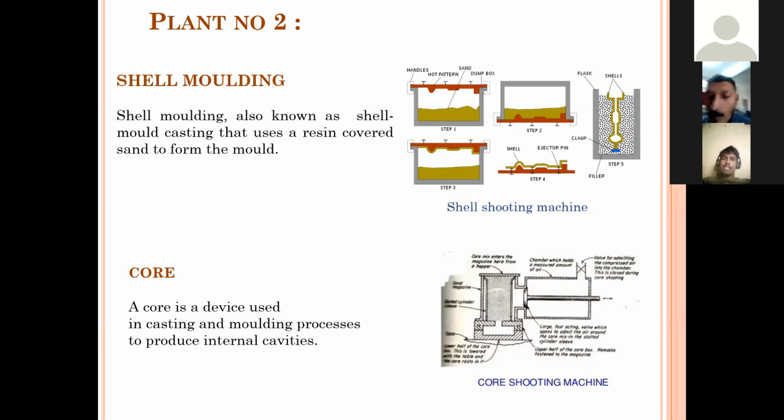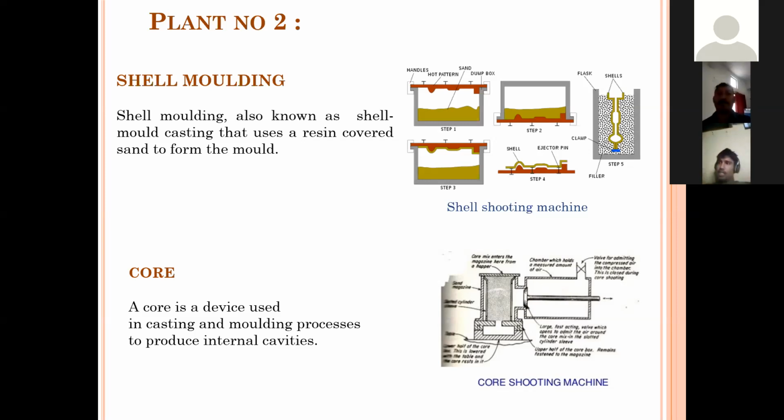Shell molding is nothing but making the shell. Shell molding is another casting process that uses resin coated sand to form a mold. There is a pattern, and sand is directly blasted onto that pattern. Then the pattern is separated from the mold, and the mold is clamped with two clamps, and this makes the shell mold.